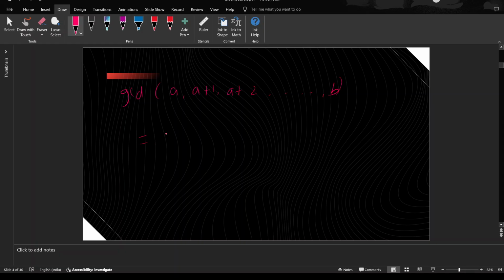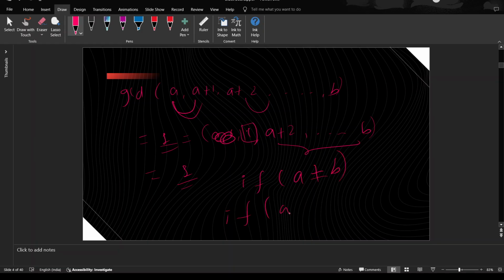So the GCD of a plus 1, a plus 2, up till b is nothing but 1, right? How? Now let's make a group of these consecutive numbers. The GCD of these two numbers is 1, and we'll be having all the leftover numbers. Since we got 1, we don't care about what the other numbers are. So we will be getting 1 only as the GCD, if a is not equal to b. If a is equal to b, then the GCD is of course a.